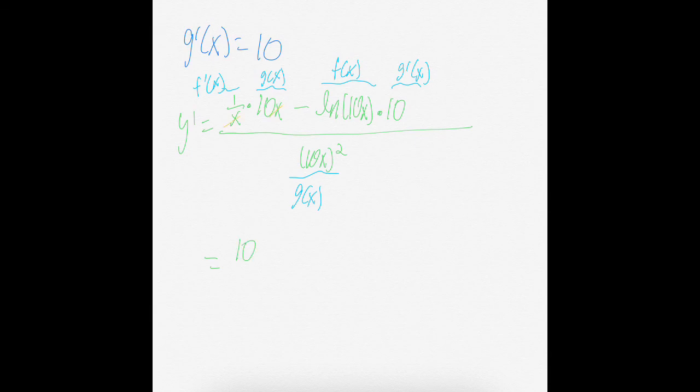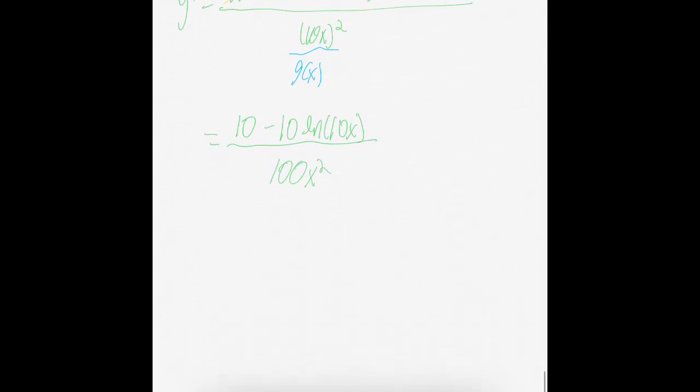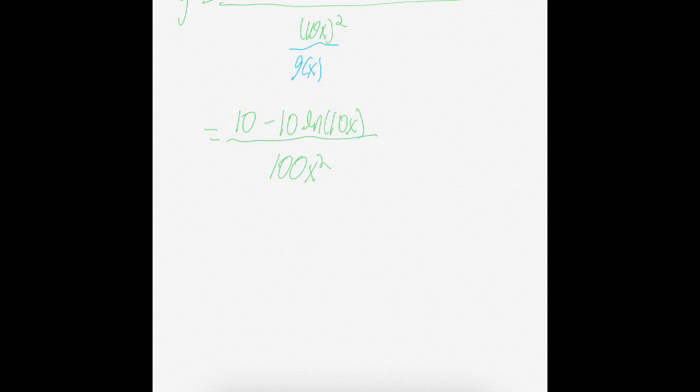Okay, so let's reduce this a little bit. I've got 1 over x times 10x, so the x's cancel, and this just becomes a 10. And then I still have minus 10 ln of 10x, nothing I can really do there for now. Over, if I multiply 10x squared out, I just get 100x squared.